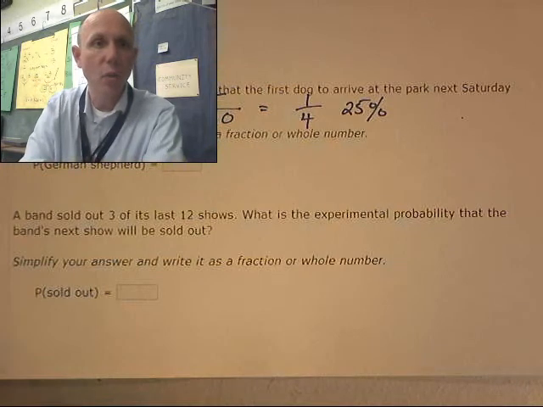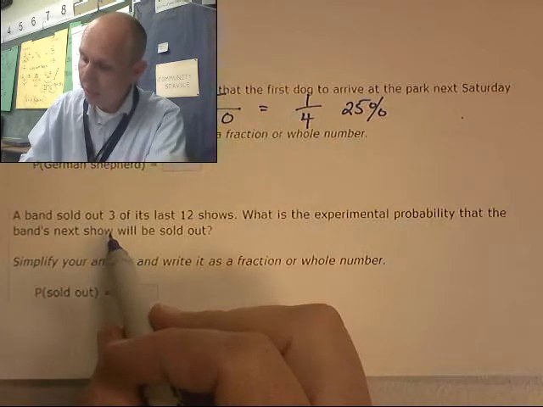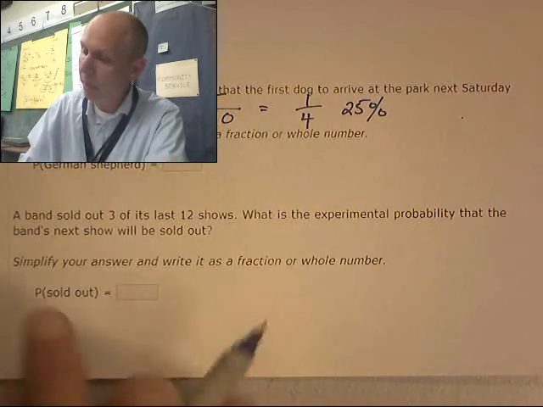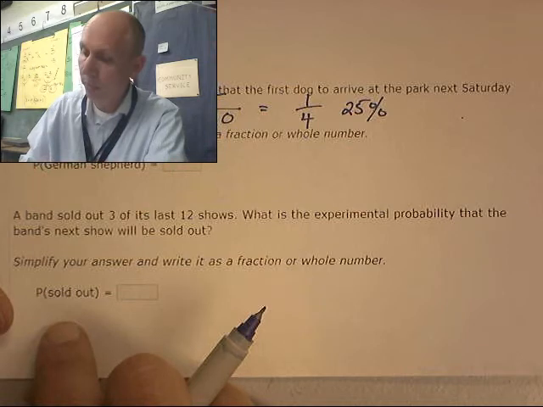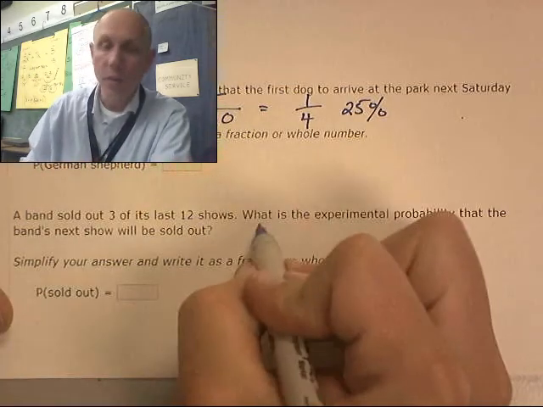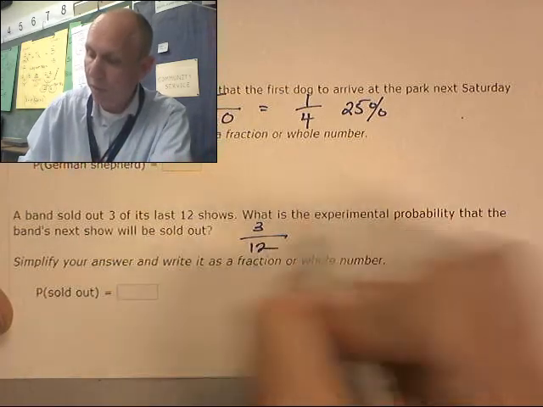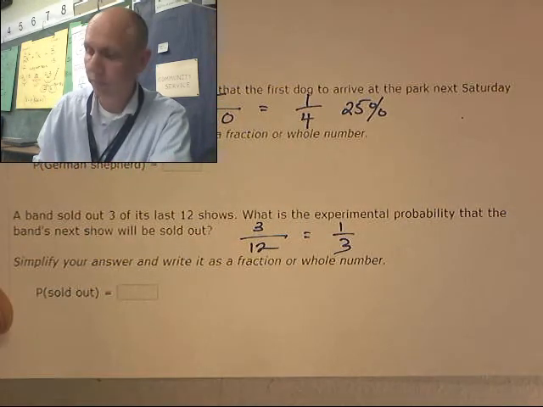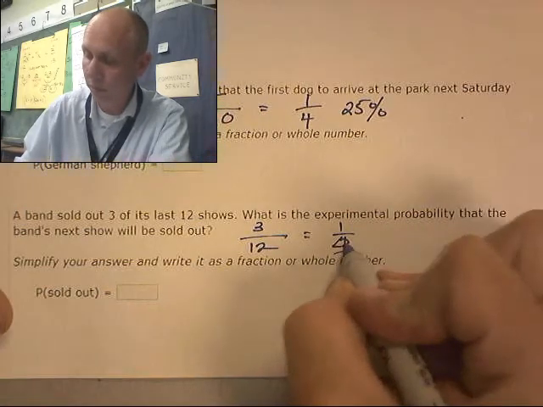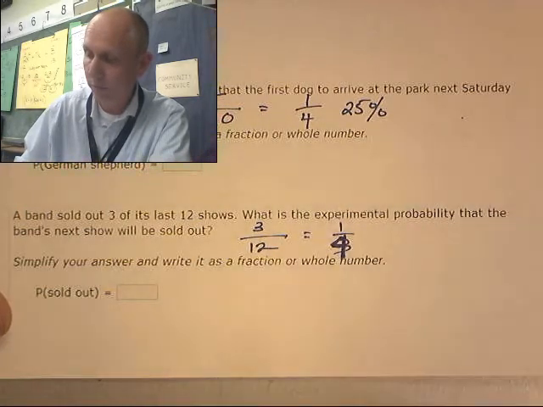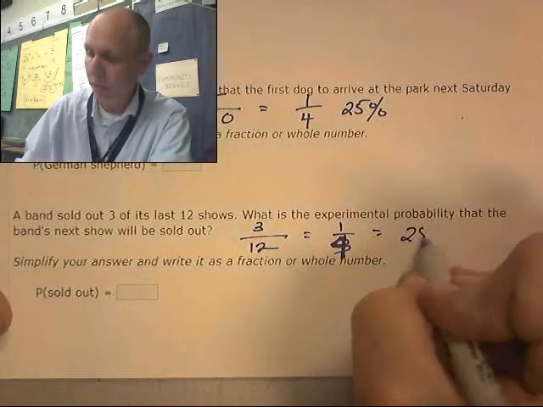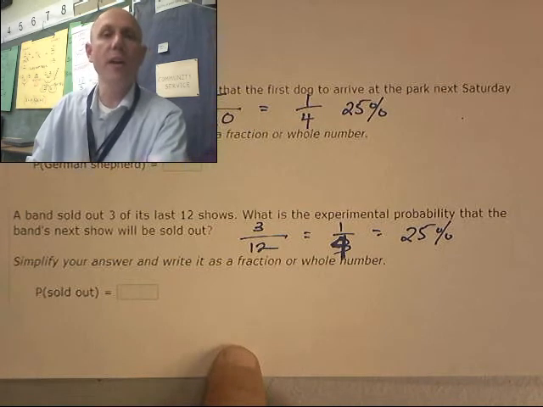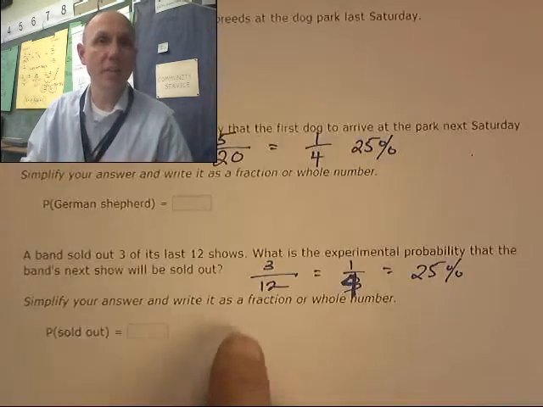A band sold out 3 of its last 12 shows. What is the experimental probability that the band's next show will be sold out? Well, 3 desirable outcomes out of 12, which will reduce to 1/3. That is not 1/3, that is 1/4. Which is 25%. There is a 25% chance that they will sell out their next show.